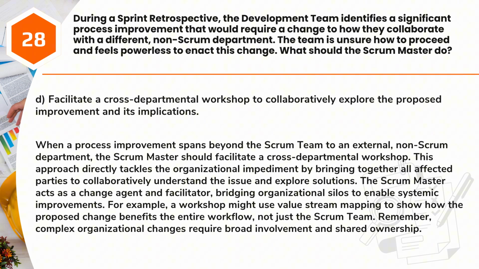Answer: D. Facilitate a cross-departmental workshop to collaboratively explore the proposed improvement and its implications. When a process improvement spans beyond the Scrum team to an external, non-Scrum department, the Scrum Master should facilitate a cross-departmental workshop. This approach directly tackles the organizational impediment by bringing together all affected parties to collaboratively understand the issue and explore solutions. The Scrum Master acts as a change agent and facilitator, bridging organizational silos to enable systemic improvements.